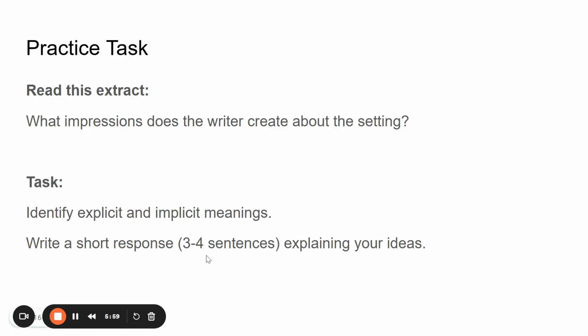So, over to you now. I'd like you to have a go at this practice task. We're going to read the extract, and then I would like you to consider the answer to this question. What impressions does the writer create about the setting? So please write that down. So your task is to identify explicit, blatant, and implicit, not so blatant meanings, and then write a short response, maybe 3 to 4 sentences, explaining your ideas.